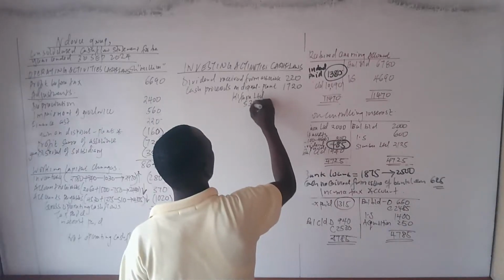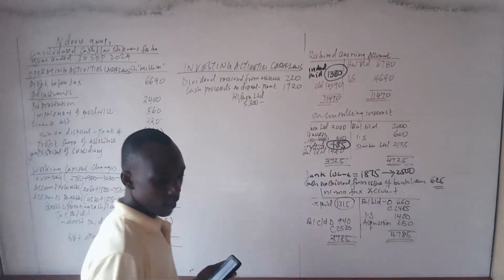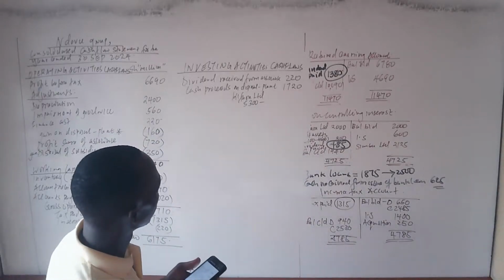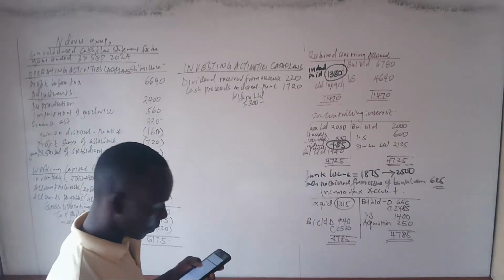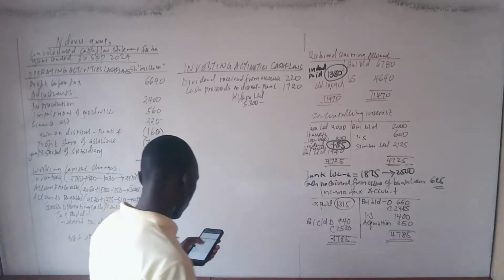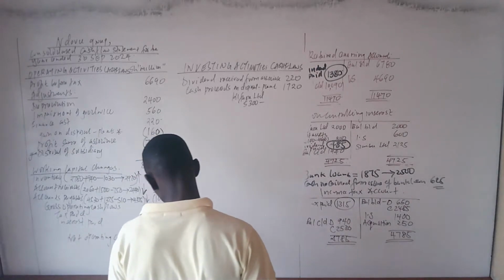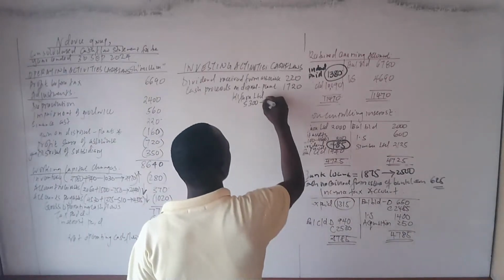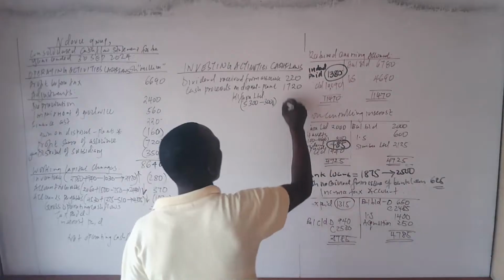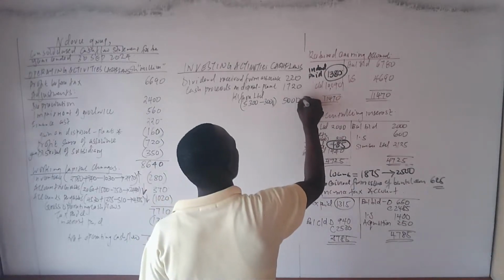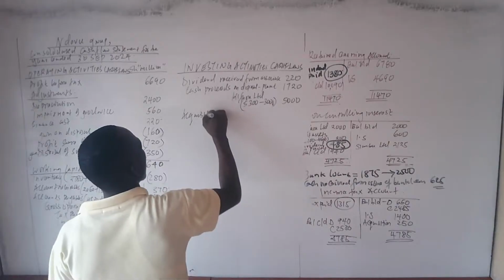So it will be 5,300 net of what? Net of cash disposed. The cash and cash equivalent was how much? 300. So therefore, it will be 5,000. Then from there we go to the acquisition.